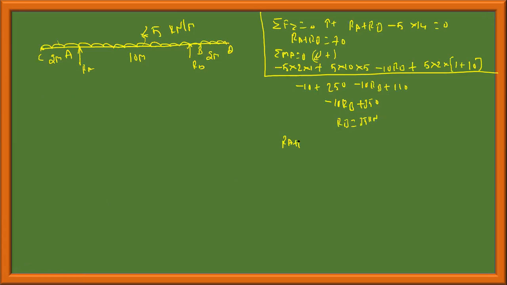RA plus RB is equal to 70 kilonewton. Therefore, RA plus 35 is equal to 70. Therefore, RA is equal to 35 kilonewton. This will be 35, this will be 35. The first step is to find the reaction forces. Next, we need to plot the shear force and bending moment diagram.